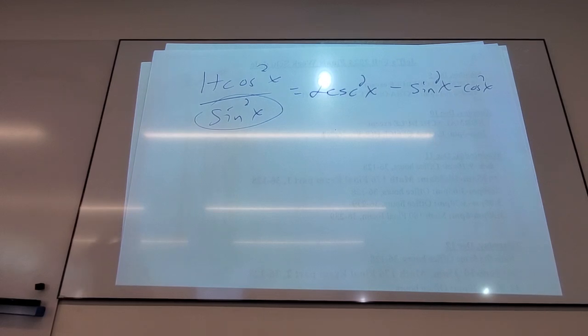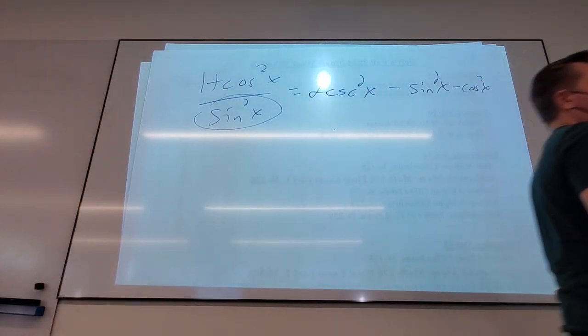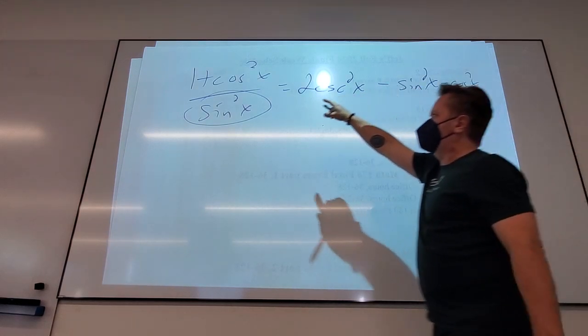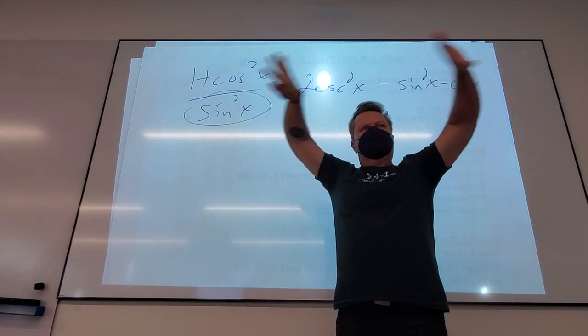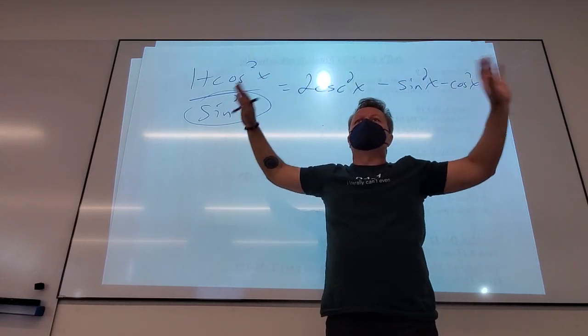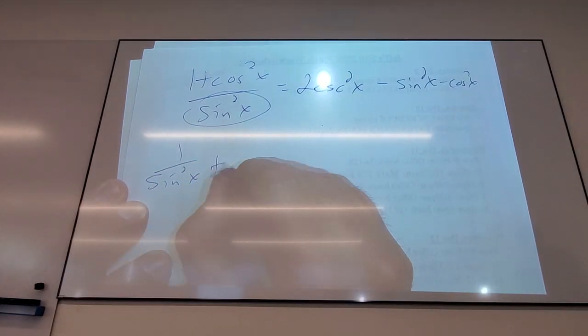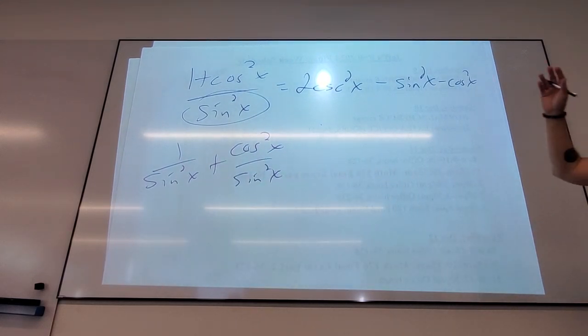So what is being divided by sine squared? 1 and cosine squared. Thank you. So you have got to notice, physically, this side has a fraction, this side doesn't. I want to write this separated, so it becomes not a fraction anymore. So it's 1 over sine squared plus cosine squared over sine squared. That is one immediate thing I can do.